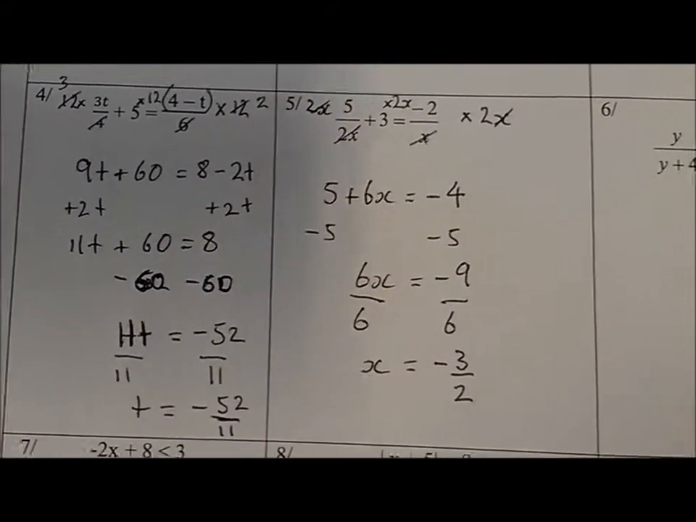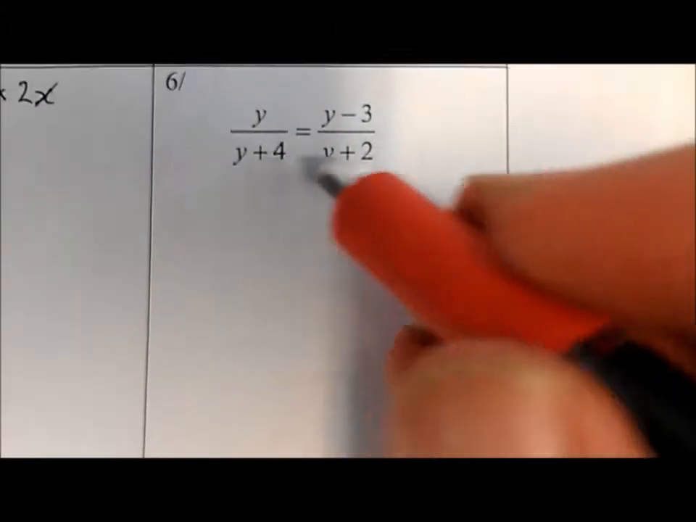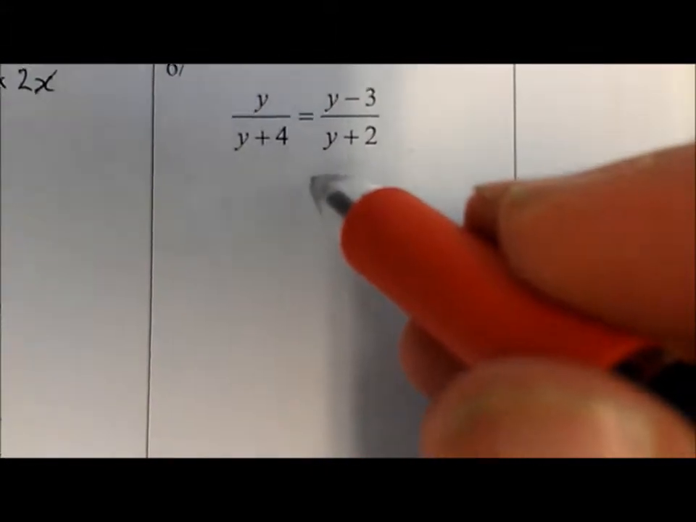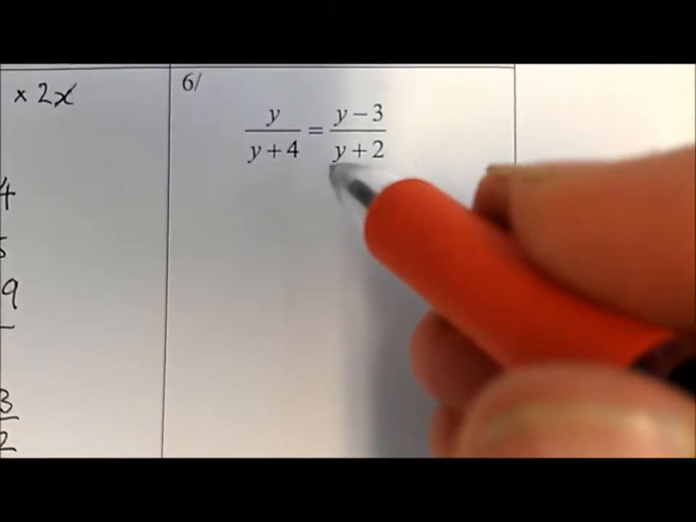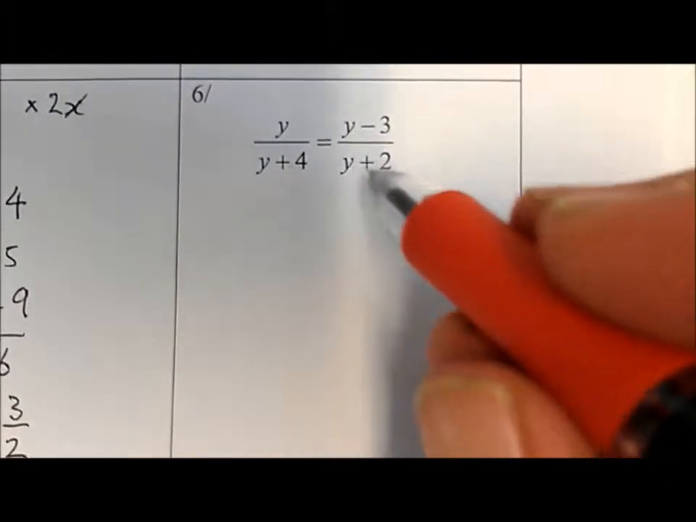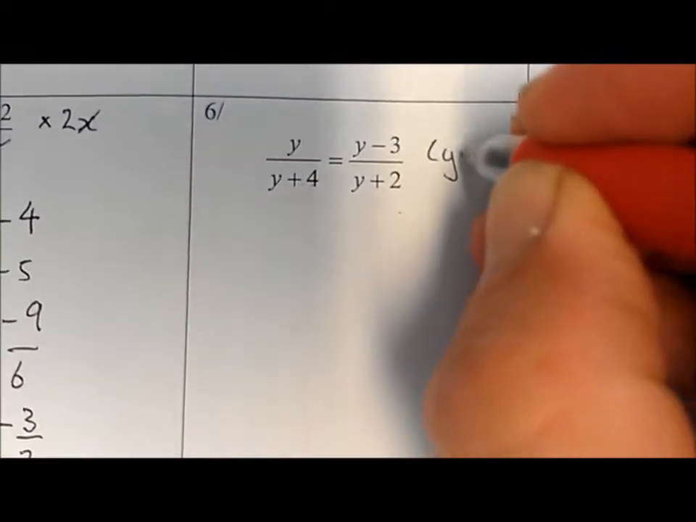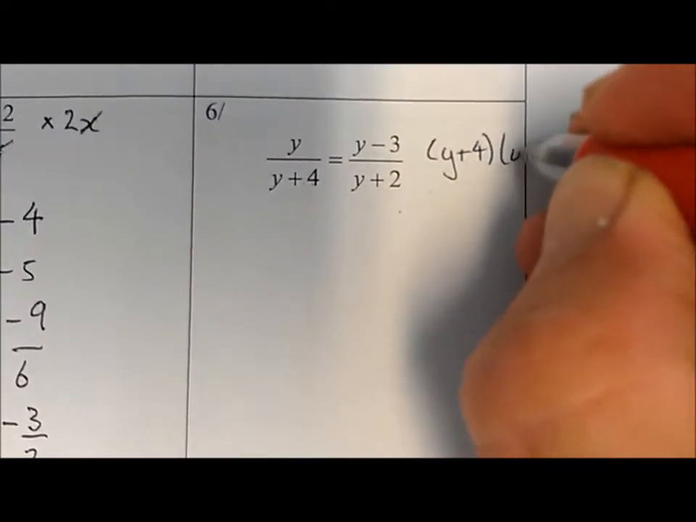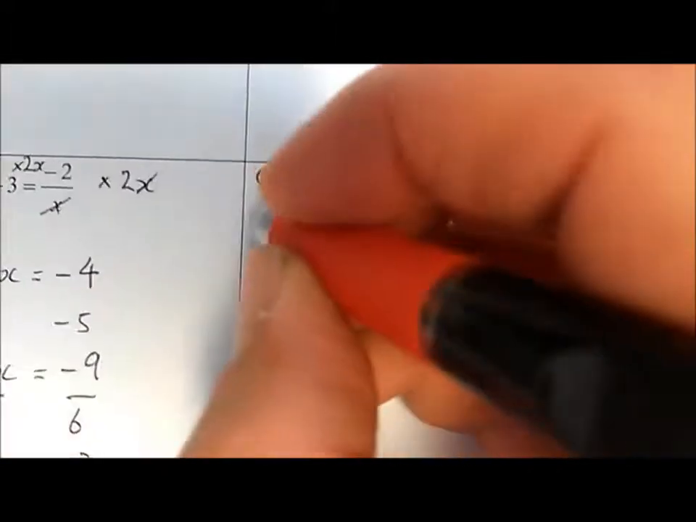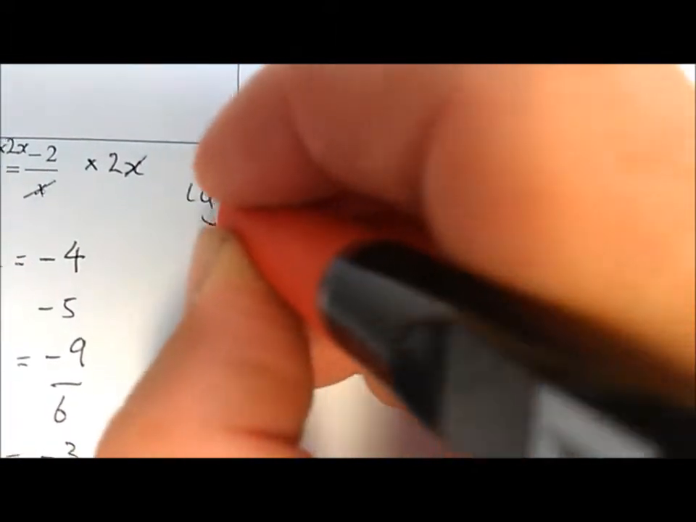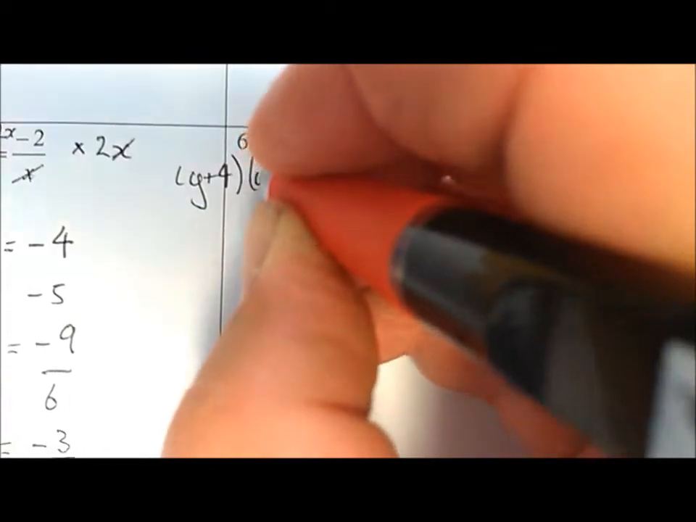The final fraction I want to look at is this type, where I've got binomial denominators. Again, I need a lowest common multiple to multiply by. Lowest common multiple in this case is actually the product of these two. So I'm going to multiply by both of them, y plus 4 times y plus 2. And the same on this side, y plus 4 times y plus 2.